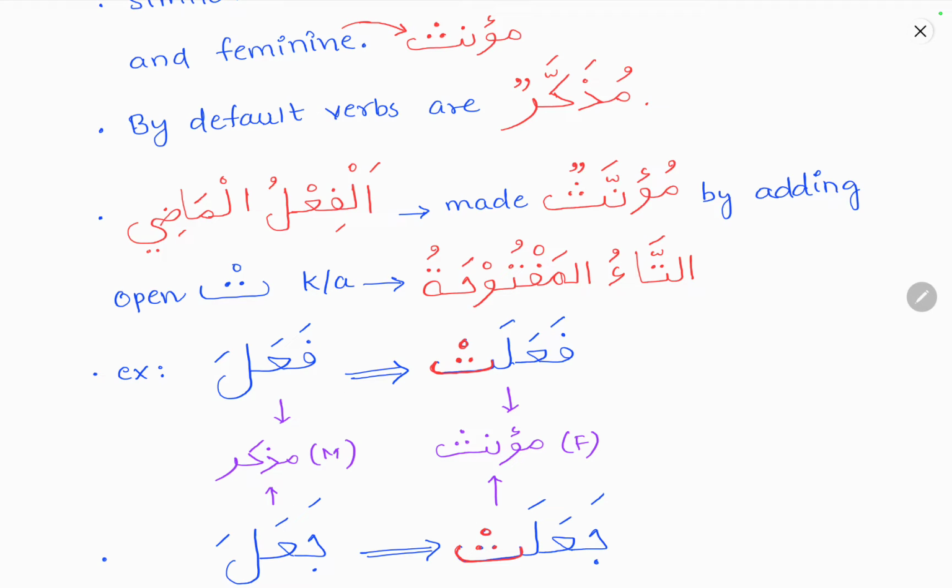So we have fe'lul mazi, that is the past tense verb, and fe'lul mudari, that is the present and the future tense. Both the tenses are present. And fe'lul amr. We have these verbs. Now coming to fe'lul mazi, that is the past tense verb.